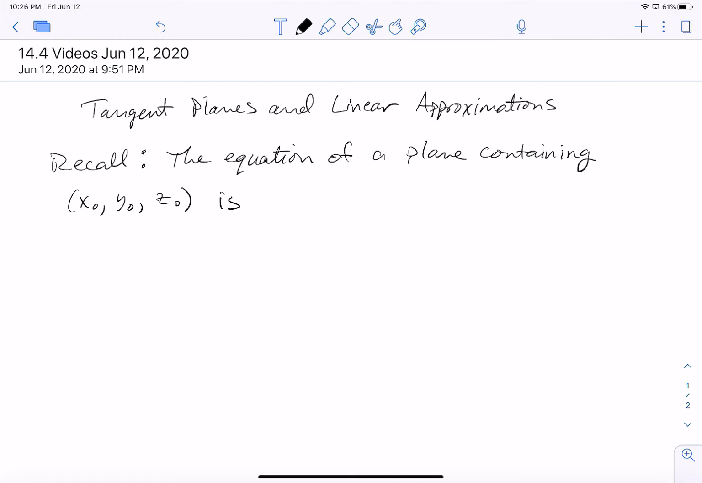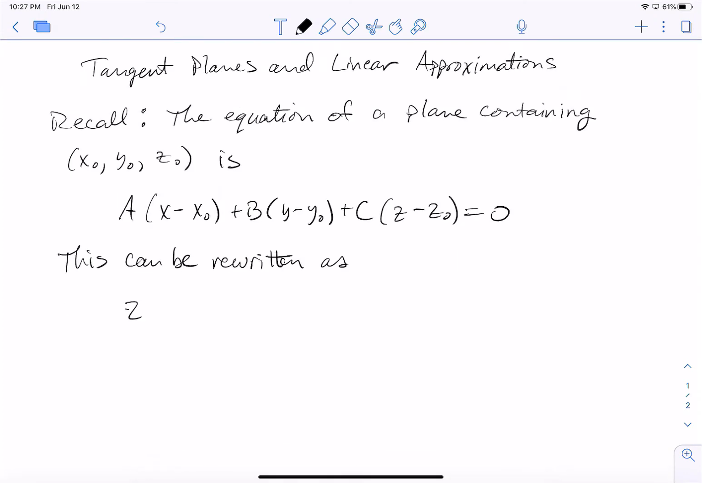In a previous section, we saw that the equation of a plane containing the point x0, y0, z0 can be written as a times the quantity x minus x0 plus b times the quantity y minus y0 plus c times the quantity z minus z0 is equal to 0. This can be rewritten as z minus z0 is equal to negative a over c times the quantity x minus x0, minus b over c times the quantity y minus y0.